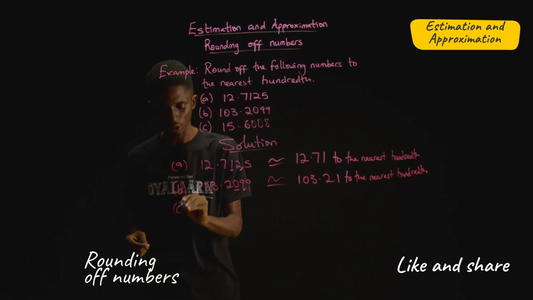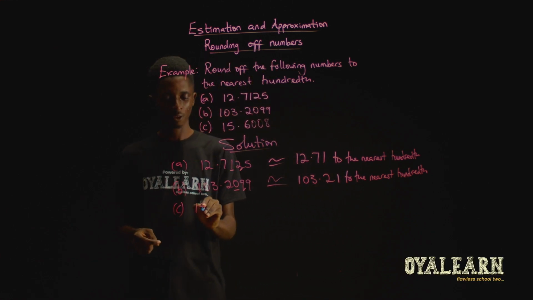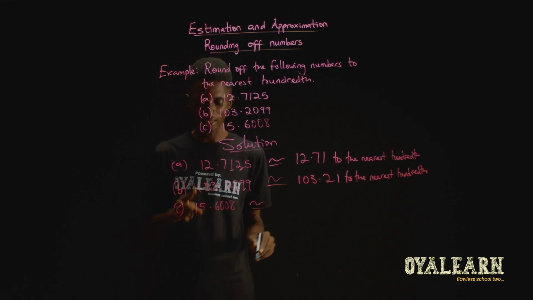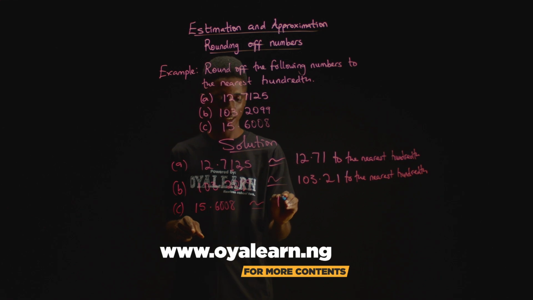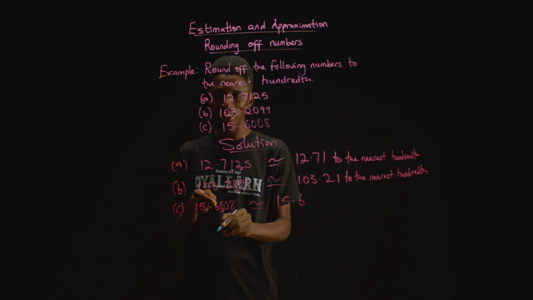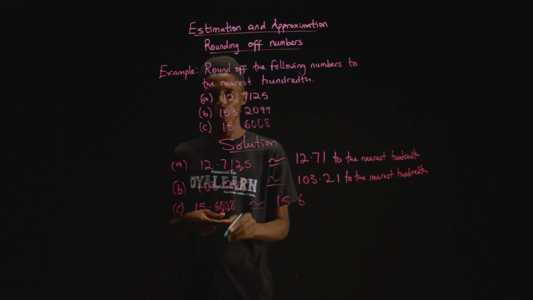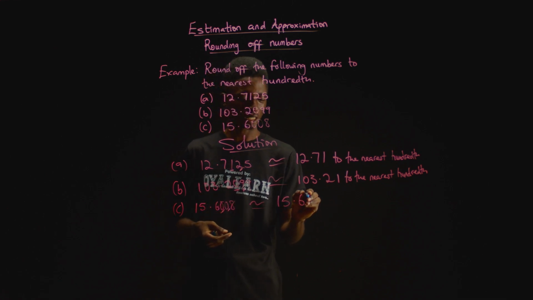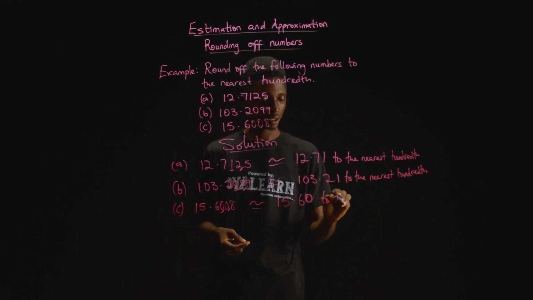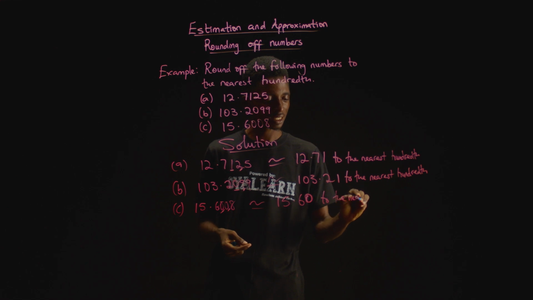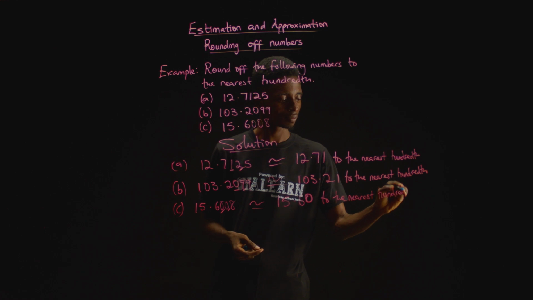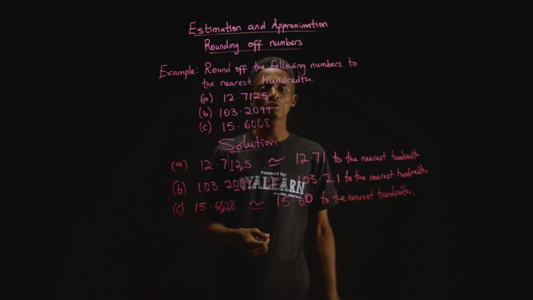And then finally, for C, we have 15.6008. And this is approximately. This should give us 15.6. Now, the next digit after this 0, which is in the rounding place, is another 0, which implies that we round down. So we keep it as it is, which is 0. So this is to the nearest hundredth. And that's the solution to this problem.